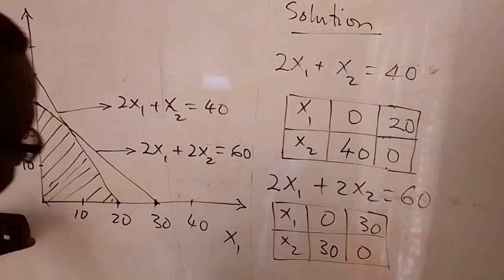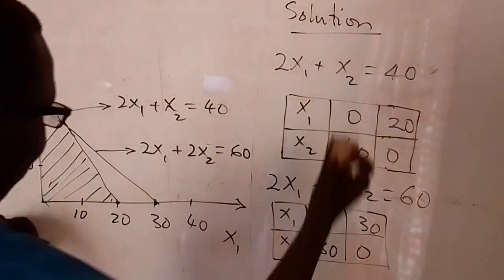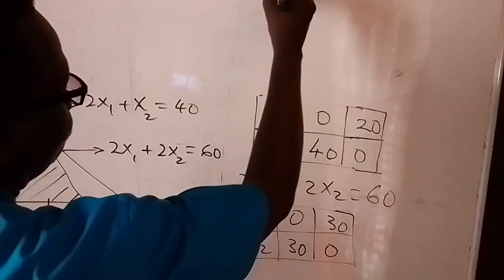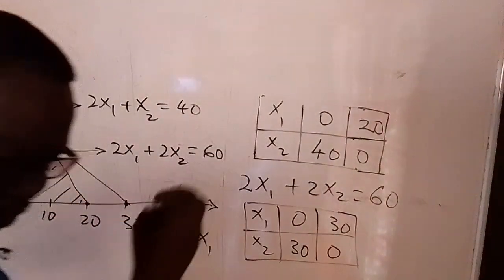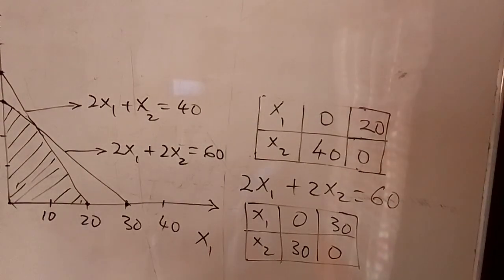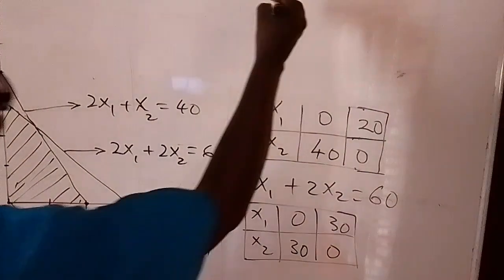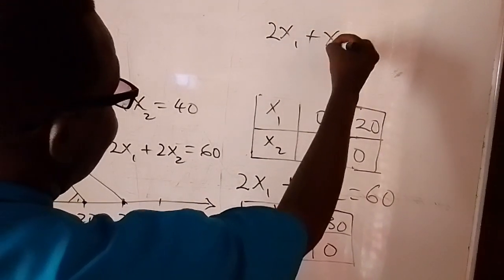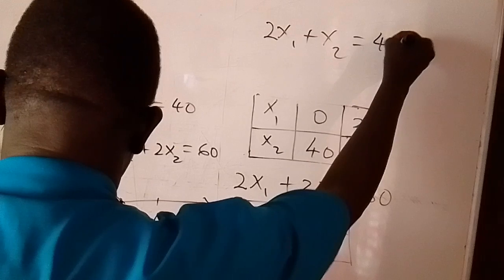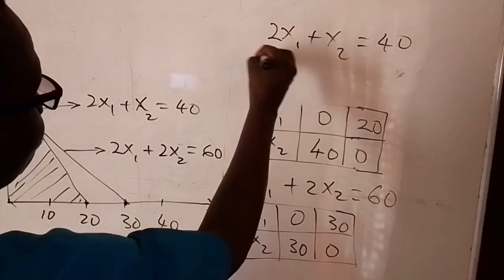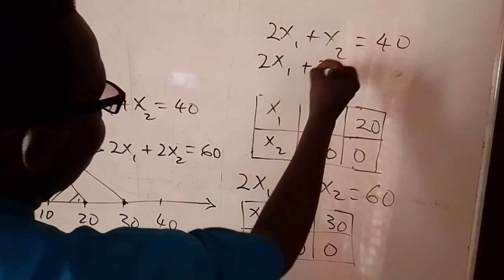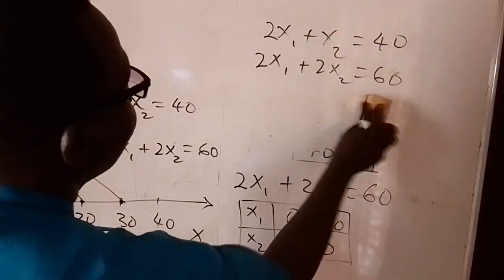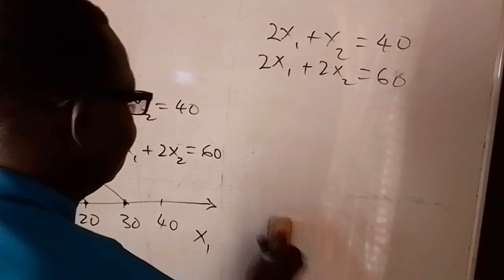Now, how do we find the values here? The first equation is 2x1 plus x2 is equal to 40, and the second equation is 2x1 plus 2x2 is equal to 60. Now we have to use our determinant or Cramer's rule.